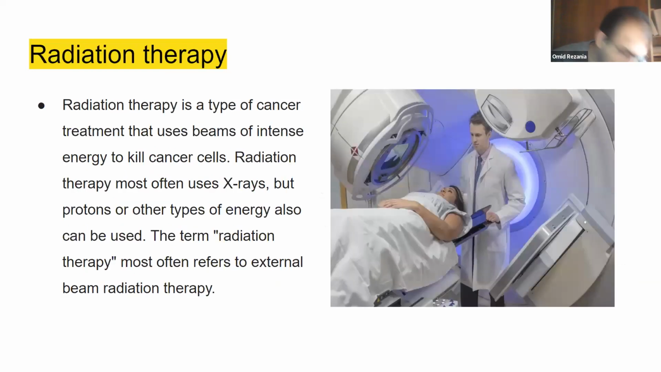Oh, I love that. And radiation therapy is a type of cancer treatment that uses beams. A beam is light of intense energy to kill the cancer cells. Radiation therapy most often uses X-rays, but protons or other types of energy also can be used. The term radiation therapy most often refers to external beam radiation therapy. So the right picture uses protons to treat the cancer. This is called proton therapy, huh? Yeah, proton therapy. Oh my God.